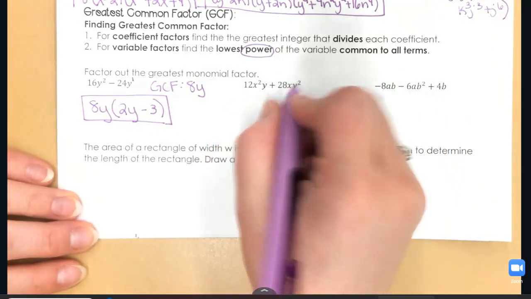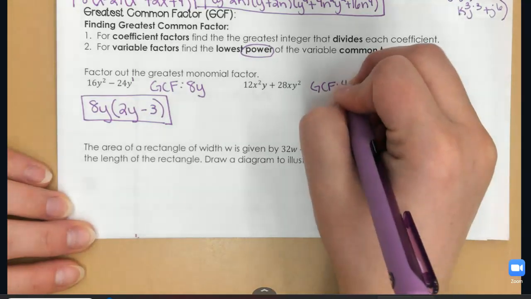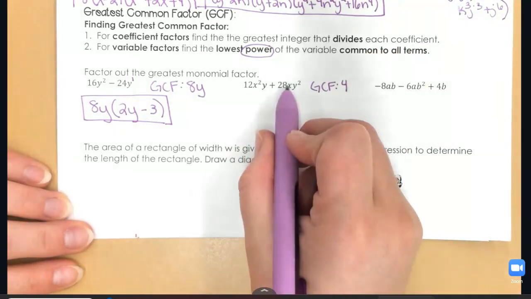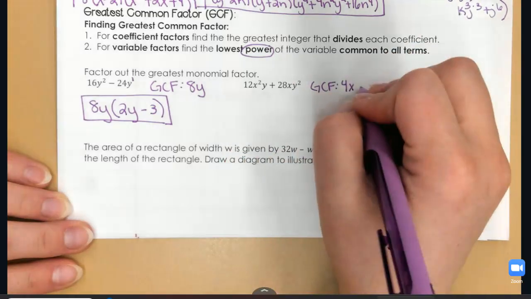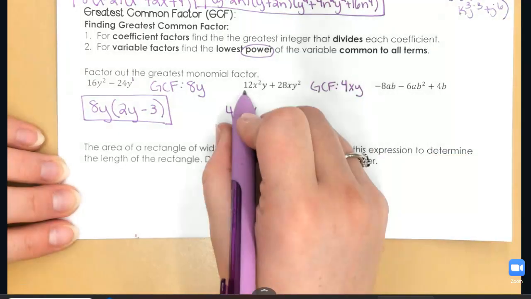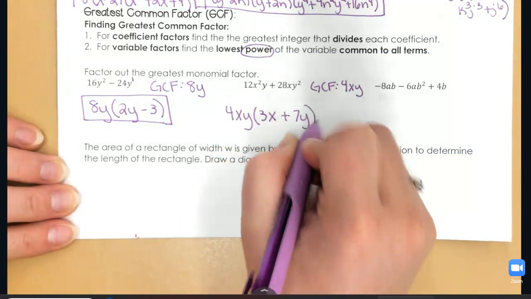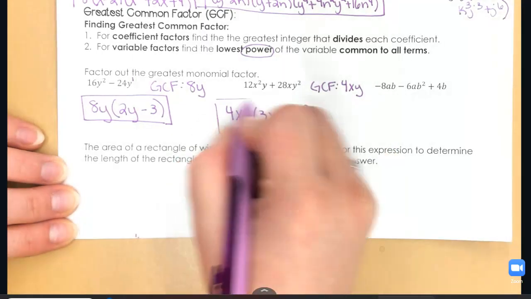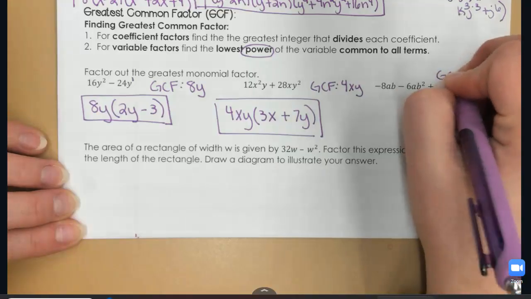On to our middle one, between 12 and 28, my greatest integer that divides them both is 4. They do both have an x. The lowest power is x to the 1. And they both do have a y. The lowest power is y to the 1. So I can take out 4xy, and that will leave me with 3x plus 7y. Again, distribute back out to make sure you factored correctly. On to our last one for this row.